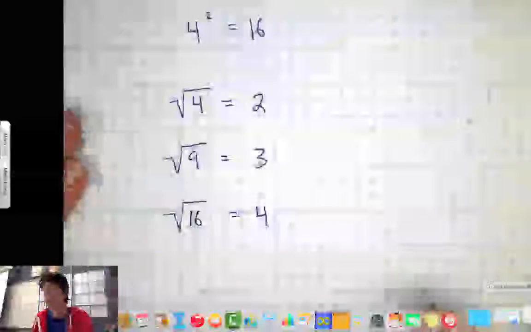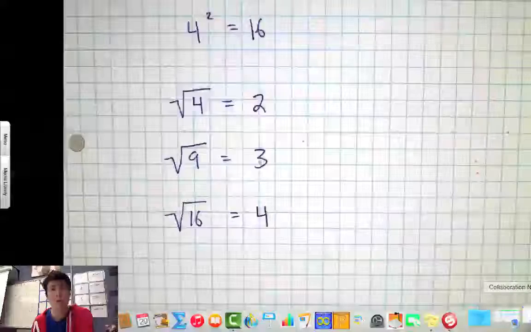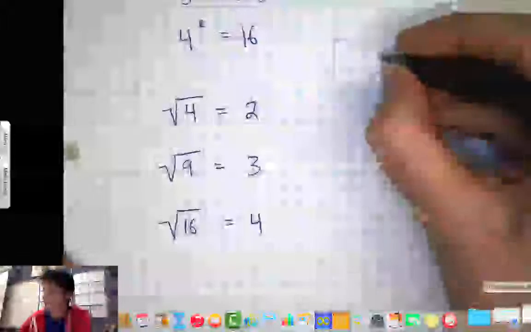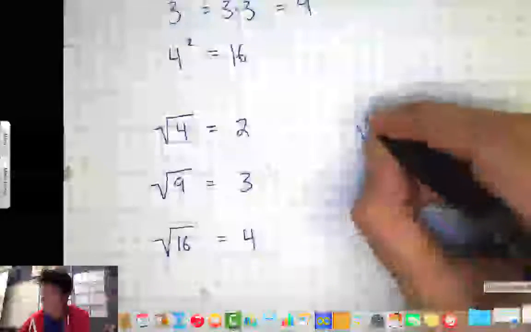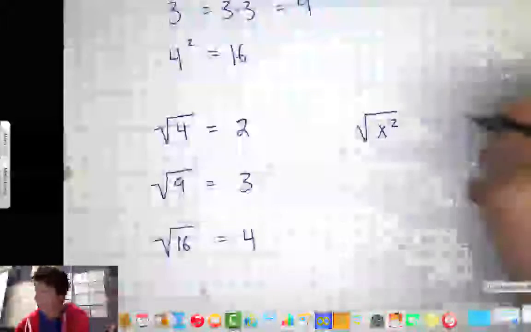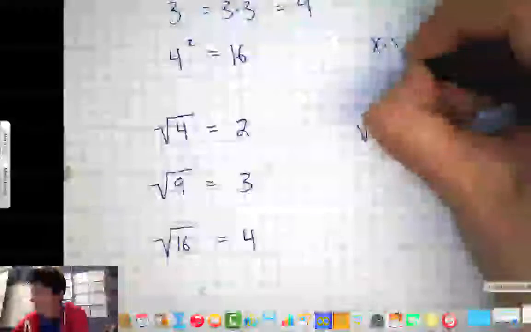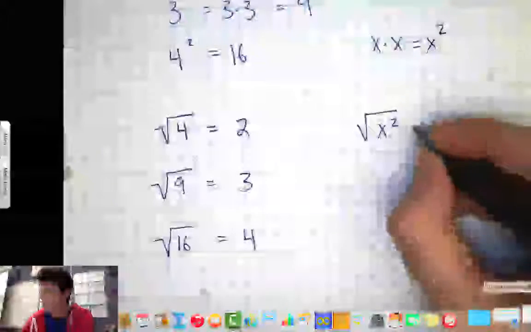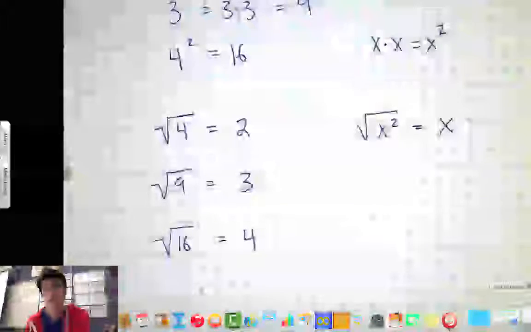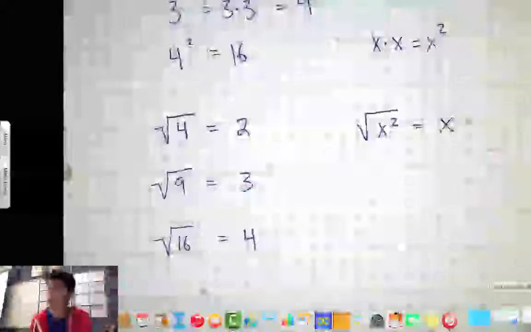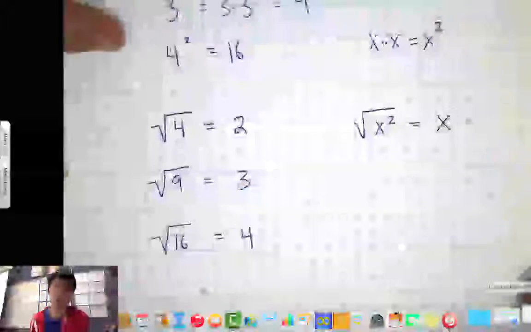It reverses that process. In algebra, when we're dealing with variables, you can think of it like this. The square root of x squared would be what? Well, x times x is equal to x squared. So the square root of x squared is x. And the reason this is so helpful to us, this square root operation, is because it helps us solve equations.